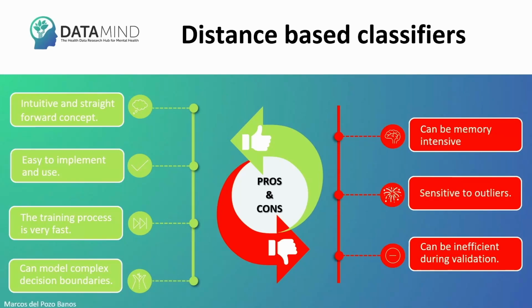As we have seen, it's very sensitive to outliers, and it can be inefficient during validation because we need to calculate all the distances, so the distance between the evaluated sample and all our training samples. And again, if we have a very large training data set, which generally speaking is a good thing in machine learning, in this scenario it could be problematic because it can take a while.